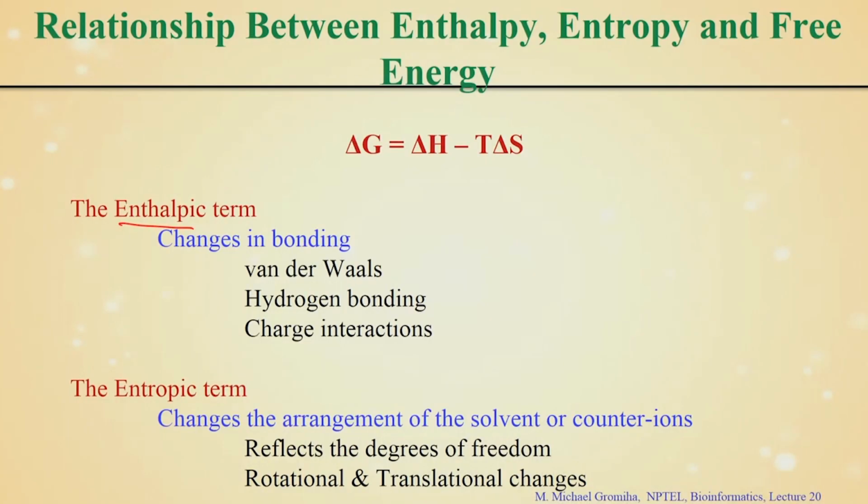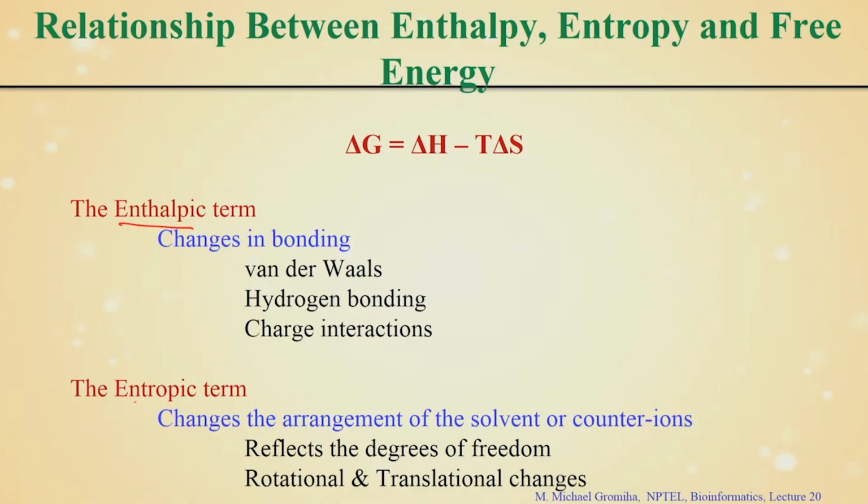If you see the different types of interactions, you can see delta H, this enthalpy. So, mainly the changes in bonding energy, and you can see different types of non-covalent interactions like van der Waals energy, hydrophobic energy, hydrogen bonds and other charge interactions. When you look at the entropic term, you can see this is the arrangement of the solvents and counter ions, how they change. For example, the rotational degrees of freedom, translational changes and so on. This will account for the entropy of the system. So, we have the enthalpy and we have the entropy, you can calculate free energy, right. That is the general definition for the free energy.